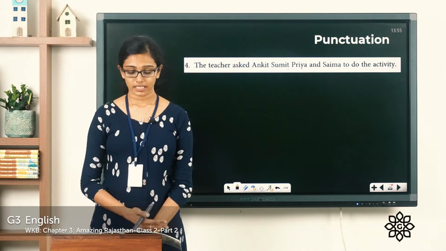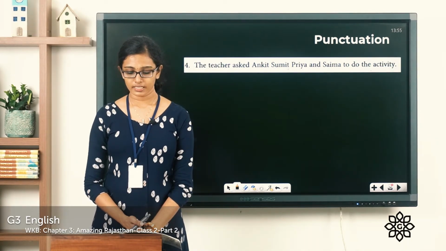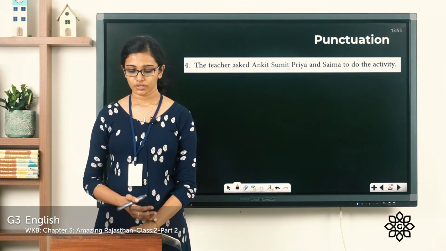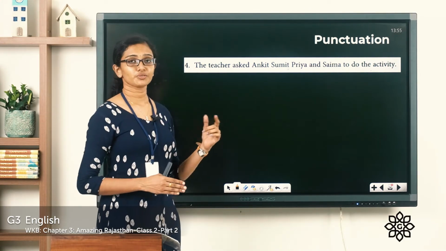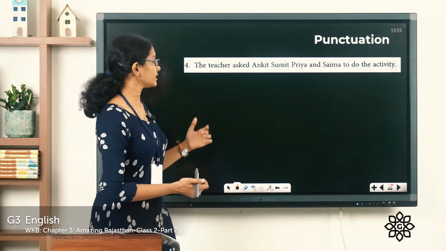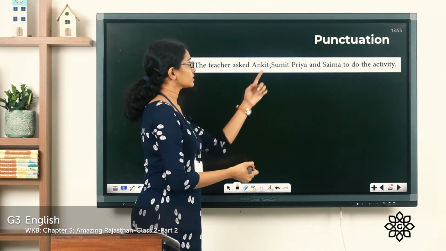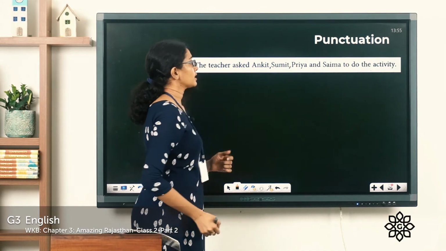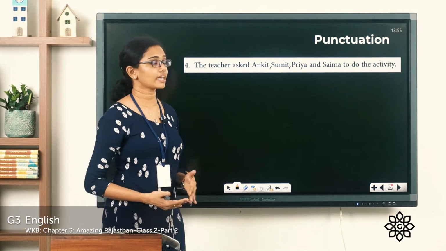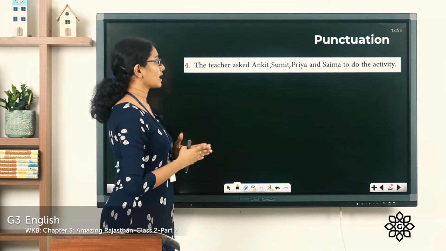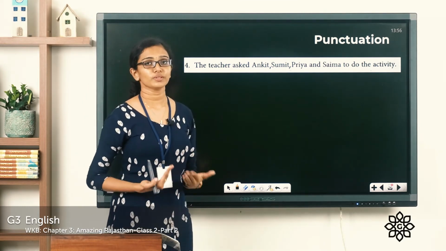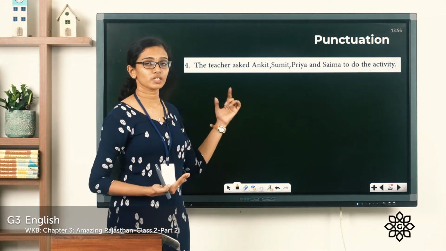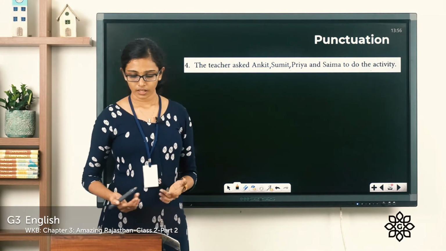Now, question number 4. The teacher asked Ankit, Sumit, Priya and Saima to do the activity. So, you see there are more than 2 names. So, let's insert commas to separate the names. Ankit, comma, Sumit, comma, and let's read the sentence once again. The teacher asked Ankit, Sumit, Priya and Saima to do the activity. See how we pause when you insert the comma in between?